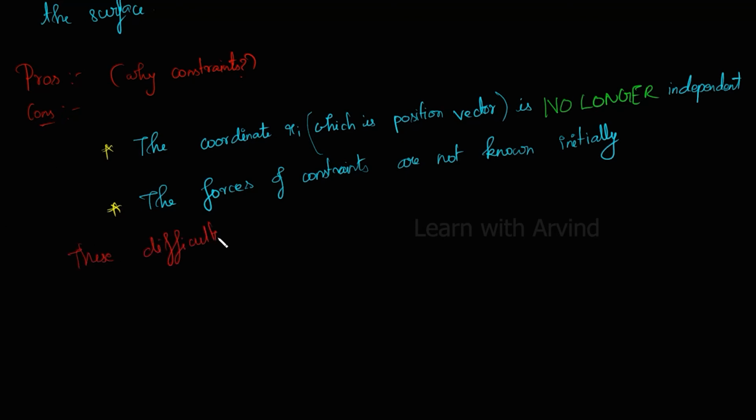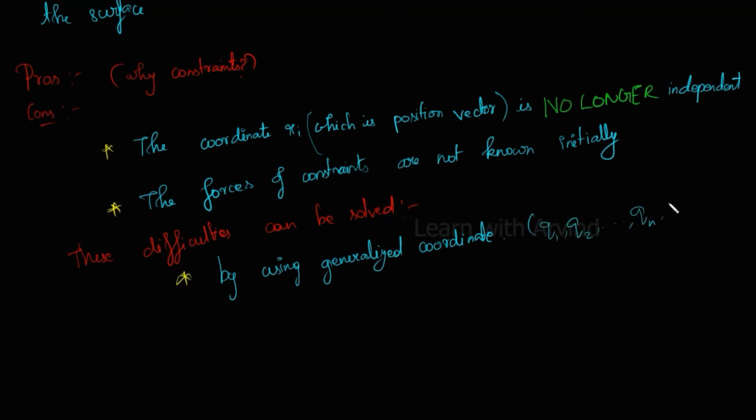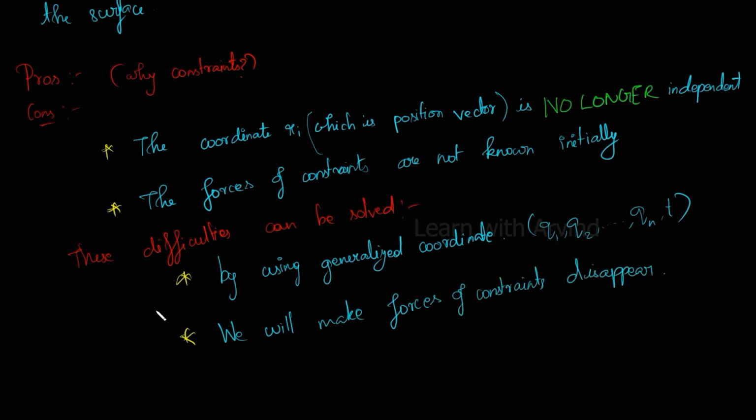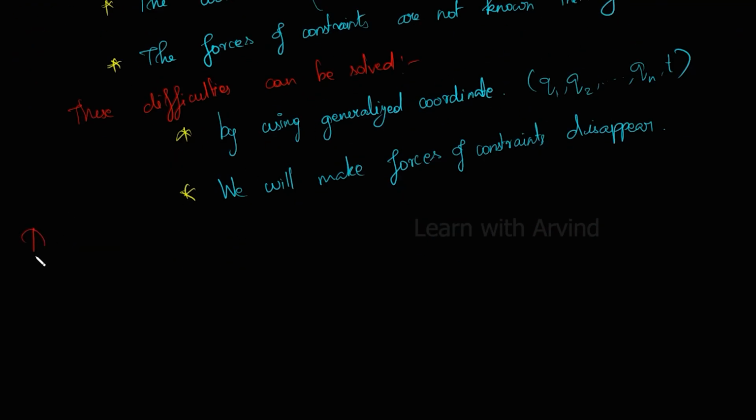But these difficulties can be resolved. The first difficulty could be solved by introducing the generalized coordinates instead of using Cartesian coordinate systems. The second difficulty is solved by making the forces of constraint disappear. We will be considering the cases where the forces of constraint are 0. That's what the second one means.